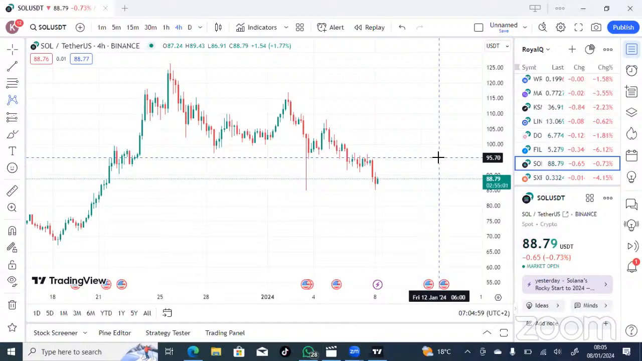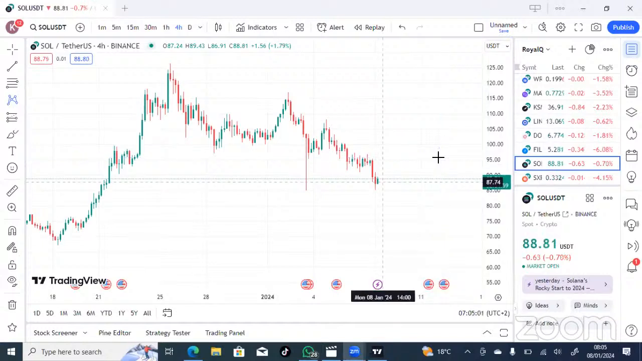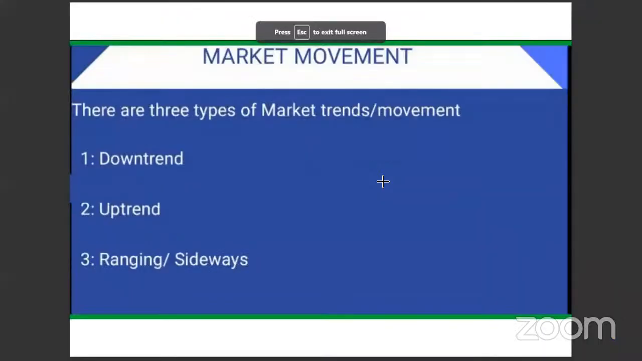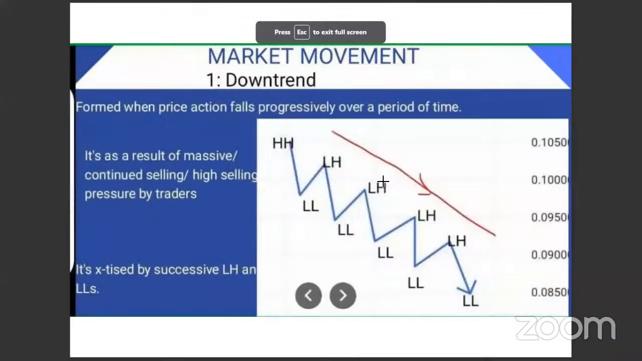This movement of the market, when it moves up, then it moves down. It moves up, it moves down. It moves up, it moves down, is what I'm trying to talk about this morning. That's what we call a downward trend.